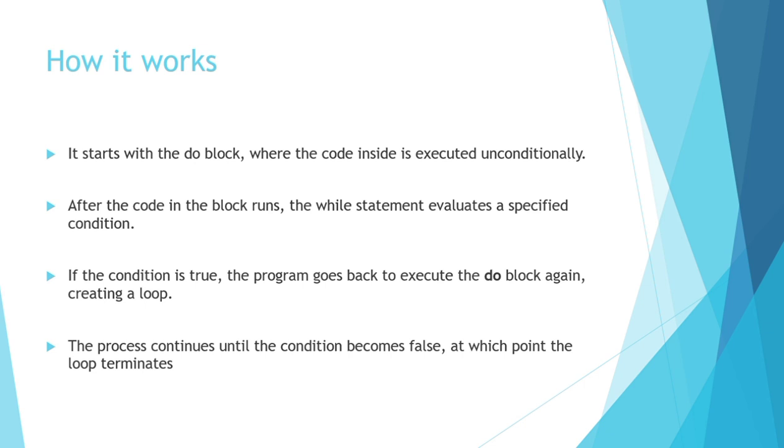The key distinction of a do-while loop is that the condition is checked after the execution of the block, making it ideal for scenarios where you need to ensure that the code runs at least once, such as prompting user input or running a process that requires initial execution before validation.